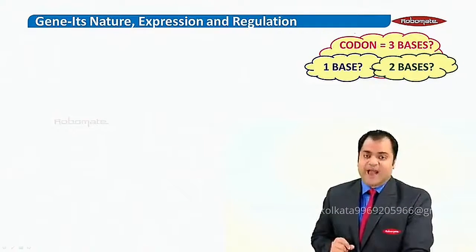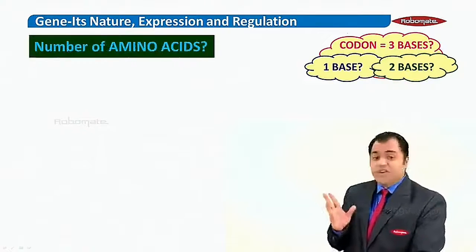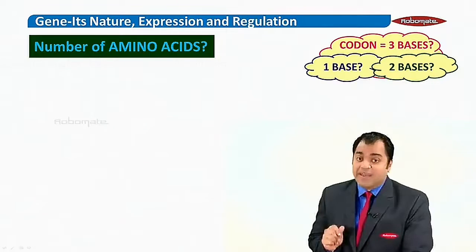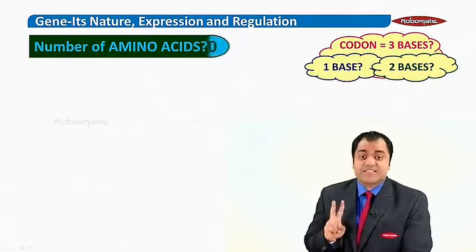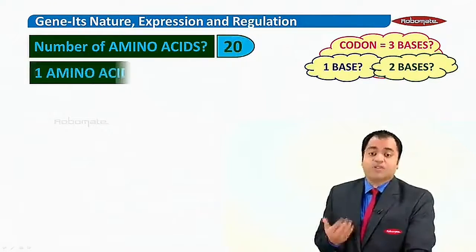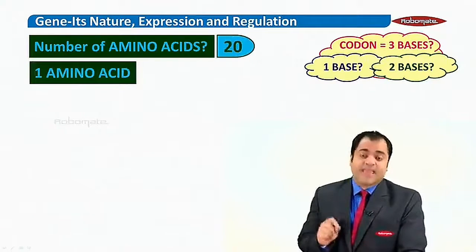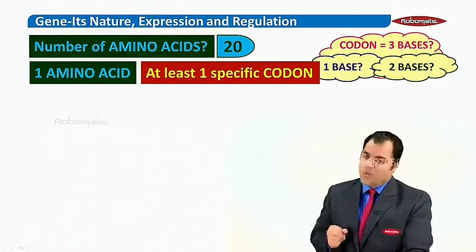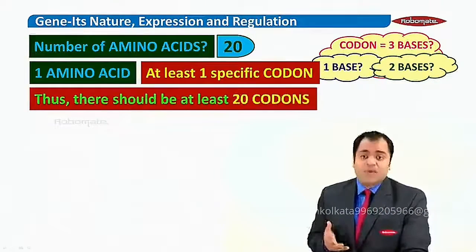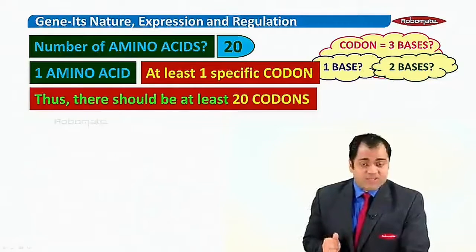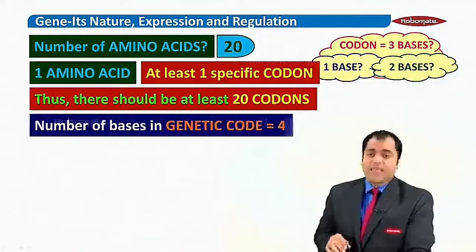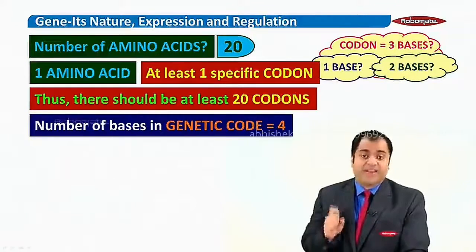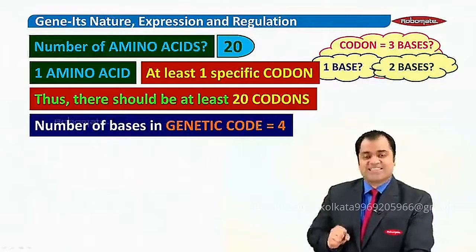So, let's see how this was decided. Now you know that the number of amino acids that are present in our body is how many? You guessed it right, it is 20, right? And you also know that one amino acid gets coded by at least one specific codon. Yes, we know this also. So there should be at least 20 codons. That's right. Okay. Now the number of bases in the genetic code is how many? 4, and they are A, U, G, and C.